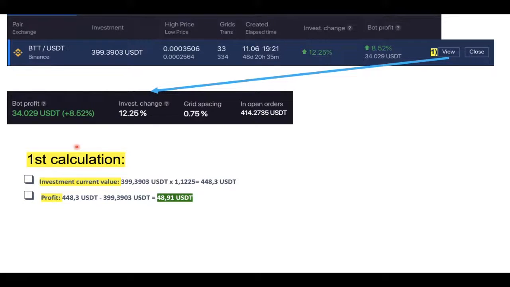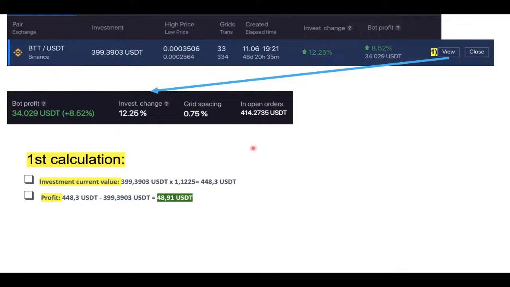In this case, the profit is simply the difference between the current value and the initial investment value. So we take 448 and subtract the initial value, and our pure profit in this case is 48.91 USDT if I click on close.